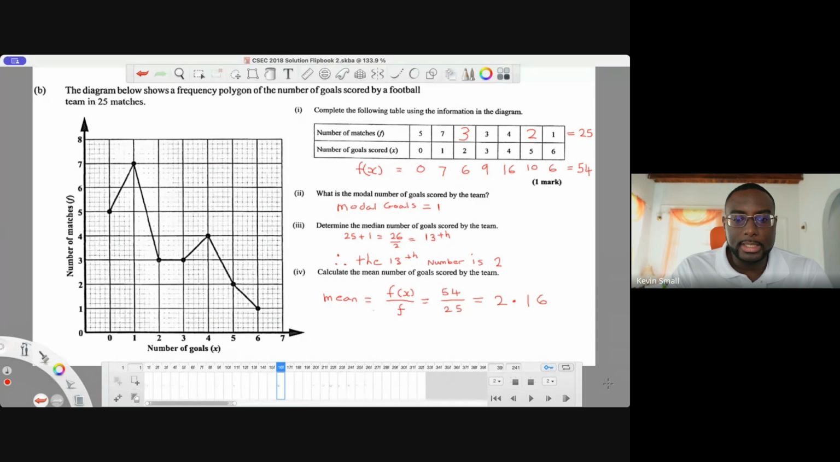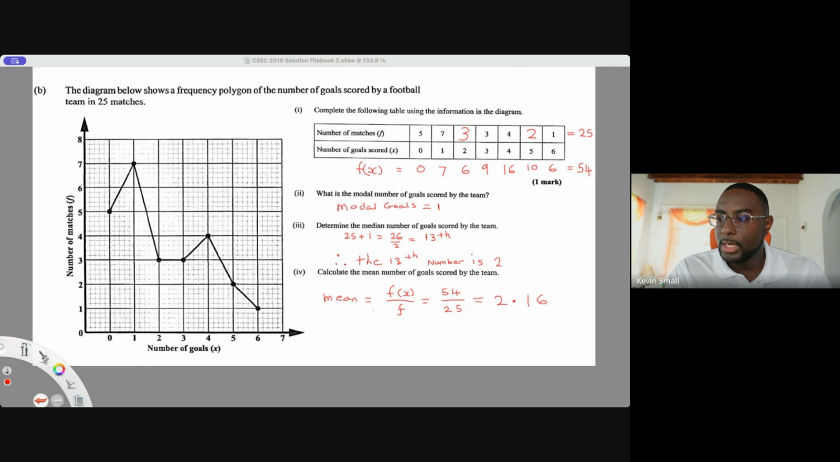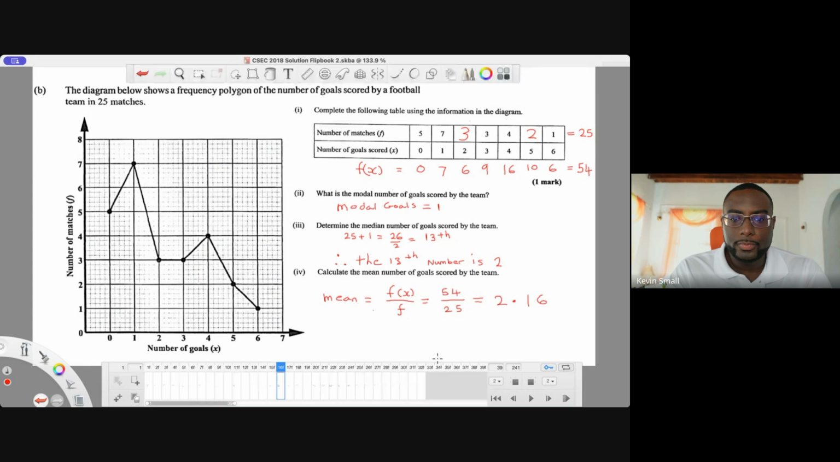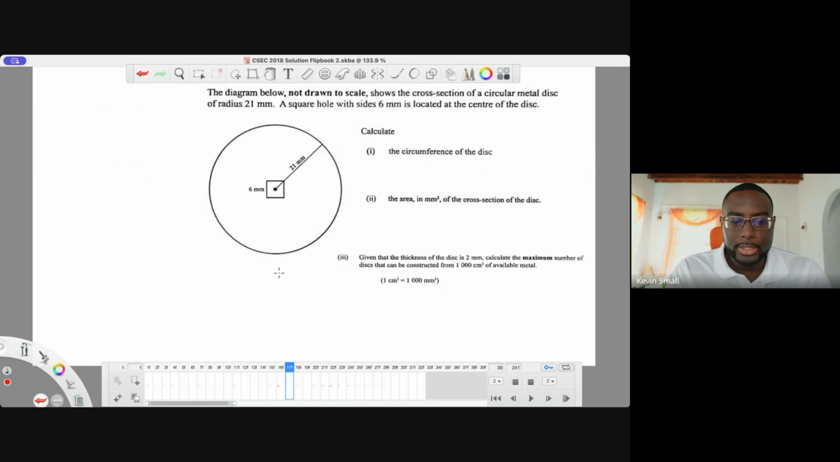Now, this was the question we stopped at in the last class. We started this statistics question. I believe this was question 5. Now we move on to the next question, which is question 6. This one here was a measurement question.